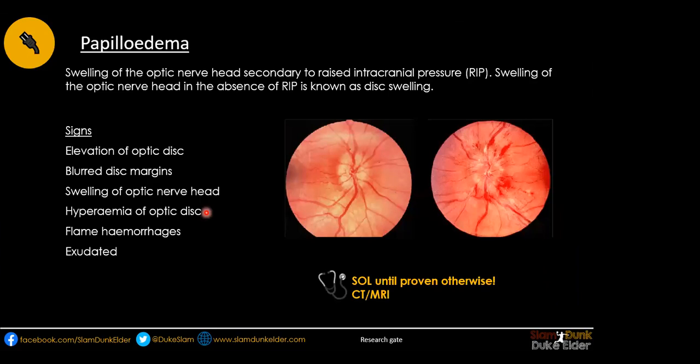There's different grading systems for papilloedema, which I won't go into today, but generally the things that you're looking for, you can see here, is elevation of the optic disc. You've got blurred disc margins, swelling of the optic nerve head, hyperemia as well. You've got flame hemorrhages, and you can see exudates. So this is a much more severe form of papilloedema than this one. And when you find this, a patient has a space-occupying lesion until proven otherwise. So they need to be sent for CT, MRI straight away.